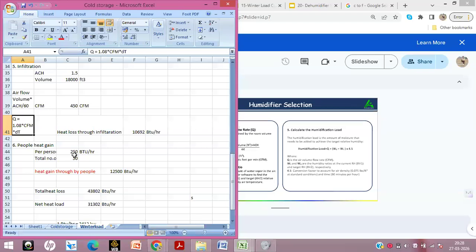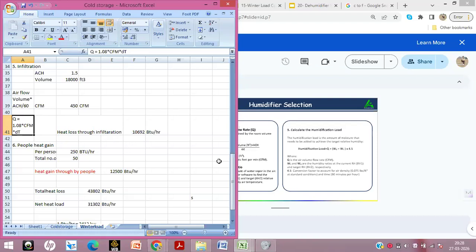Okay, and this is how much air has flowed due to this infiltration. So how can we calculate the total heat gained through infiltration? That is Cp 1.08, times CFM, times delta T, the temperature difference.